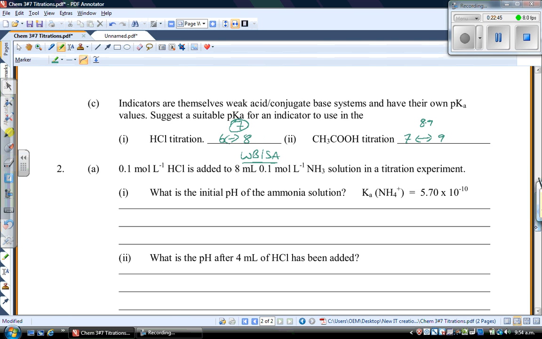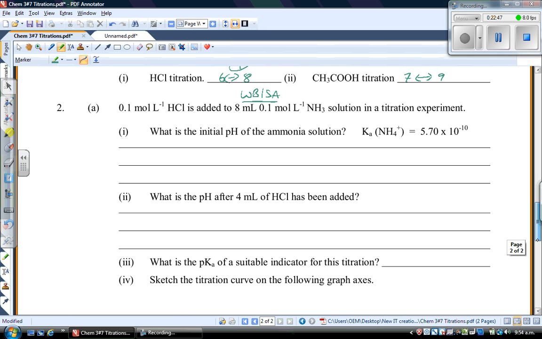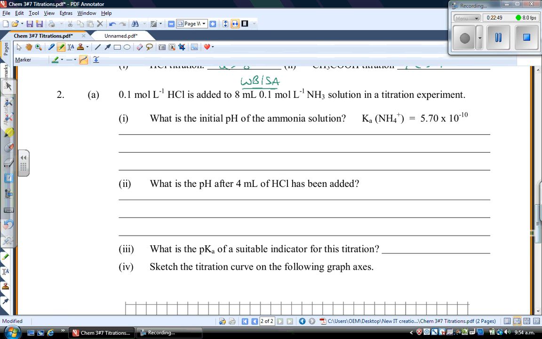So the weak base strong acid situation: 0.1 moles per liter of HCl is added to 8 mL of ammonia in a titration experiment. What is the initial pH of the ammonia solution? So there are two ways that you could do this. You could look at the equation first of all, ammonia. Before any acid is added, the only thing you have is the ammonia dissociating in water.